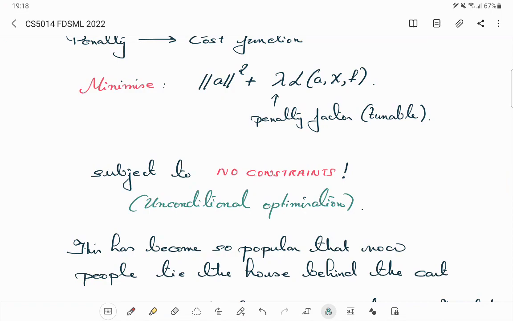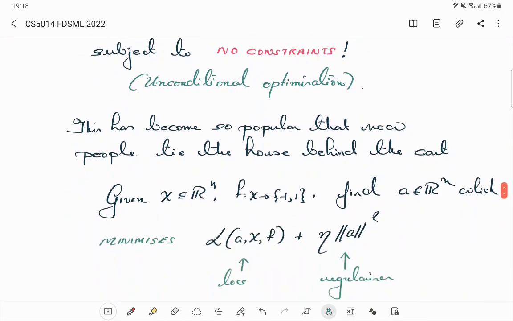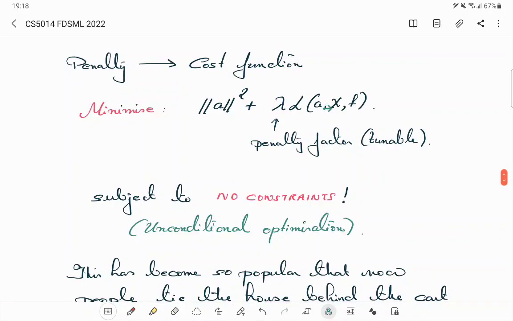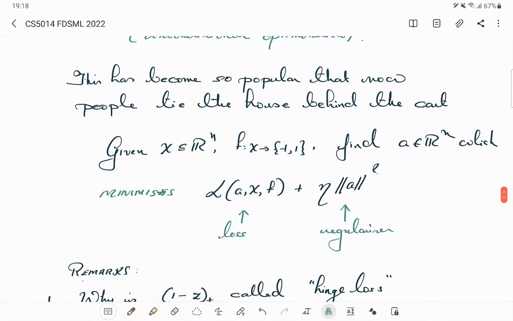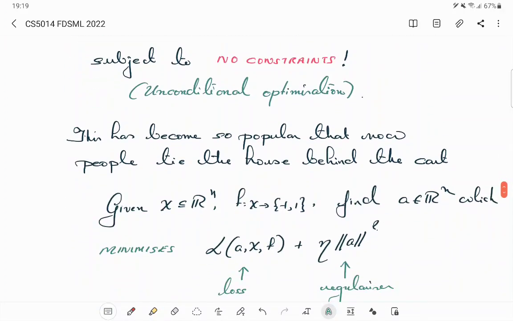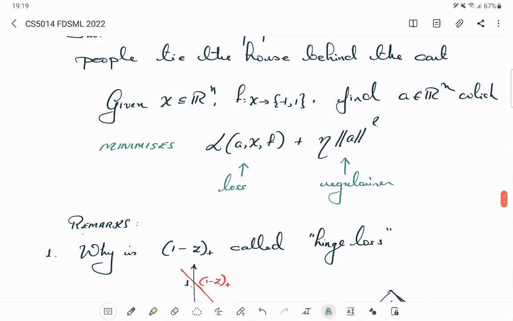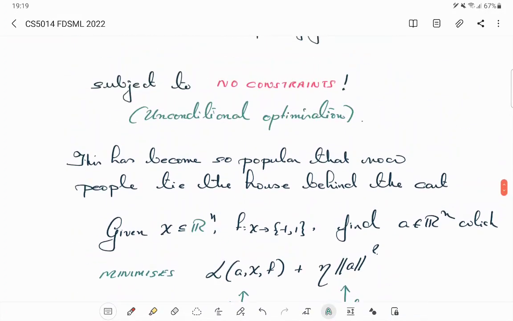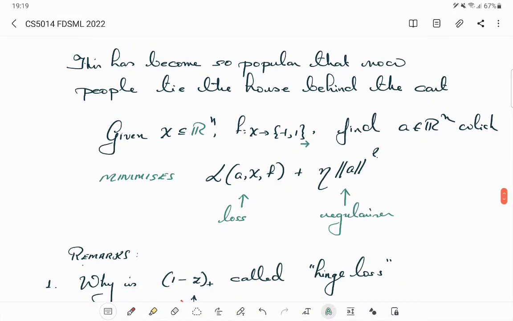Okay, they kind of have already started tying the horse behind the cart. They write it as a loss plus a factor times the norm squared. Usually they write it as L(A x, f) plus some eta times the norm of A squared. There is nothing different between the above formulation and this formulation, but this is what you are more likely to see in literature.